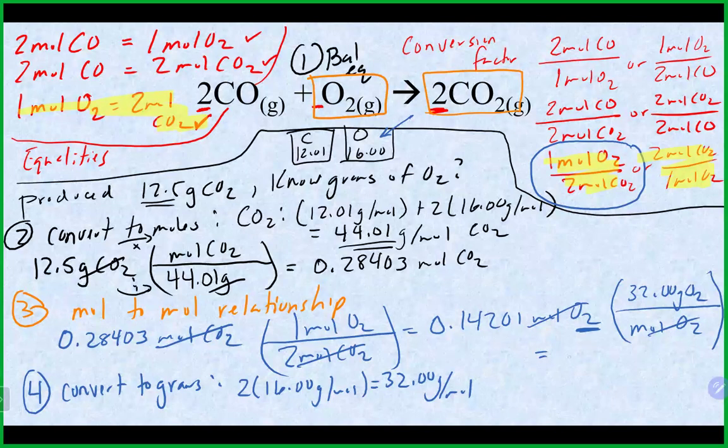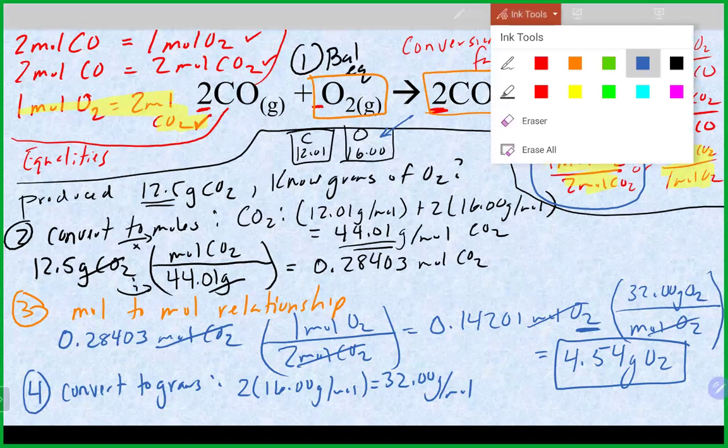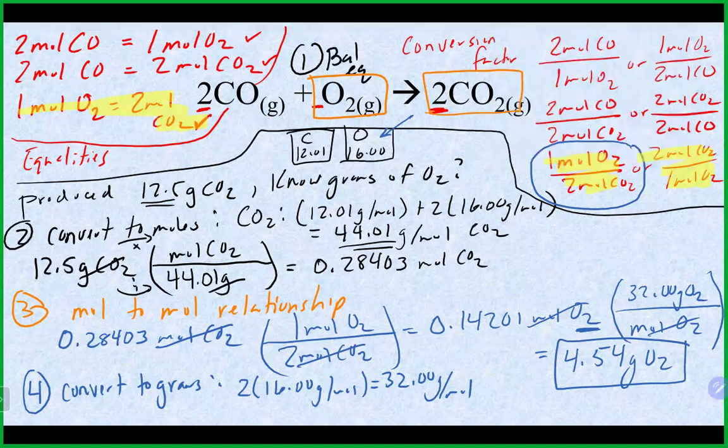About 4.54 grams of O2. So basically what was needed here is you need to put in there 4.54 grams of O2. And if everything went well, that should get you your 12.5 grams of your product. First off, any questions on any of those steps?